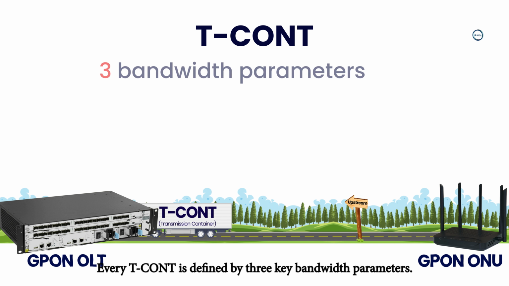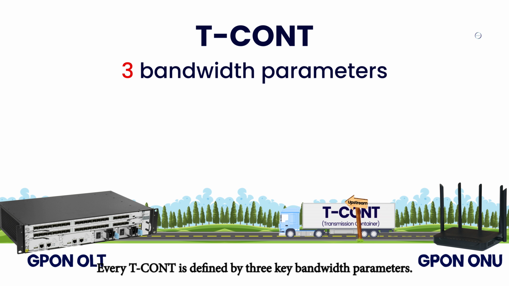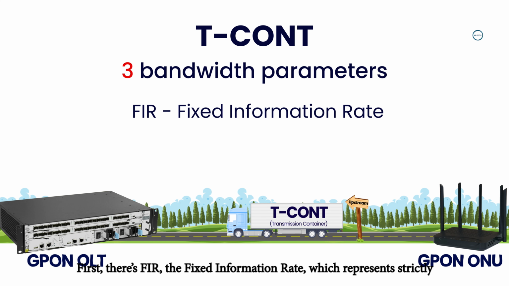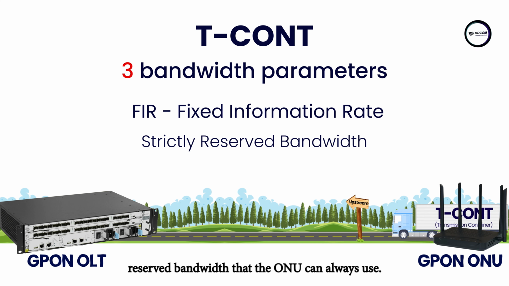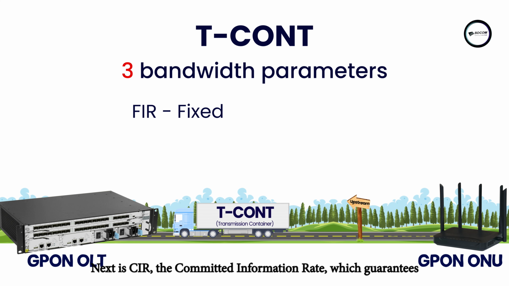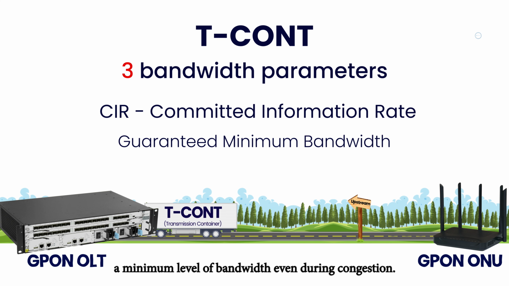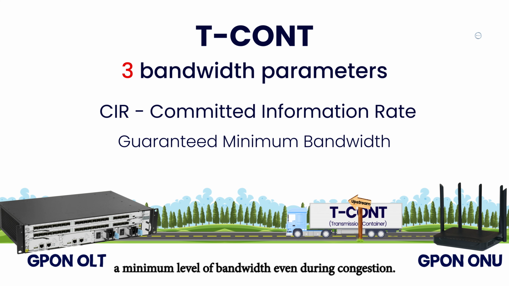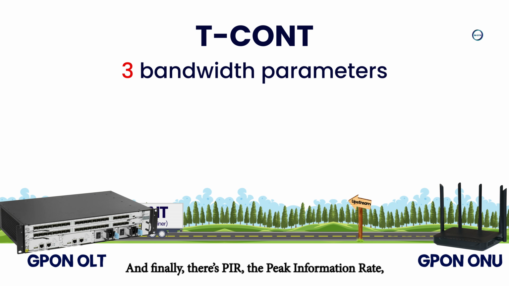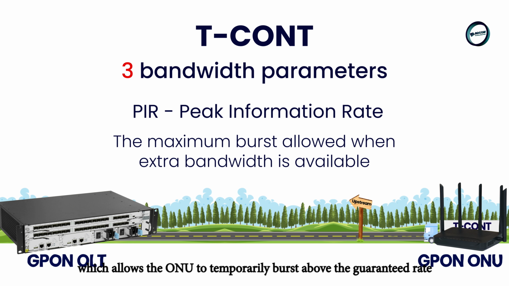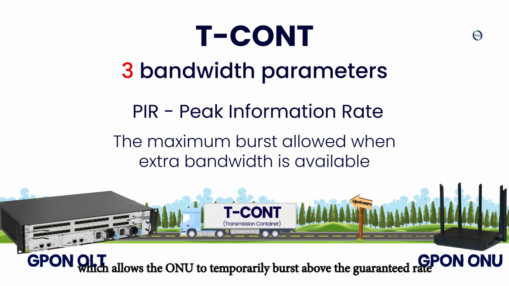Every T-CONT is defined by three key bandwidth parameters. First, there's FIR, the fixed information rate, which represents strictly reserved bandwidth that the ONU can always use. Next is CIR, the committed information rate, which guarantees a minimum level of bandwidth even during congestion. And finally, there's PIR, the peak information rate, which allows the ONU to temporarily burst above the guaranteed rate whenever extra bandwidth is available.